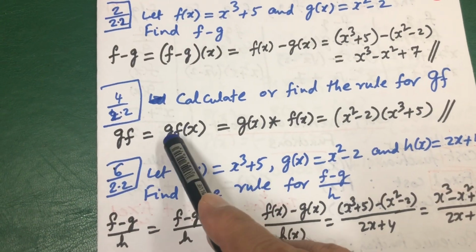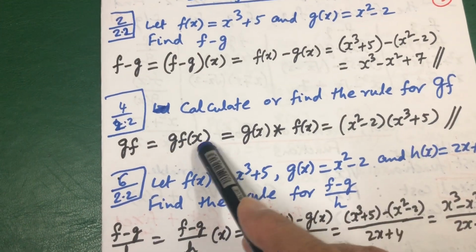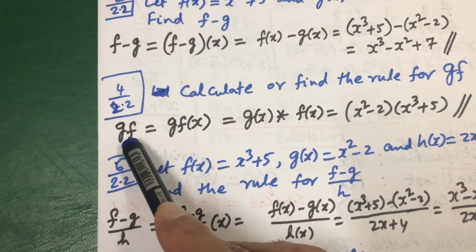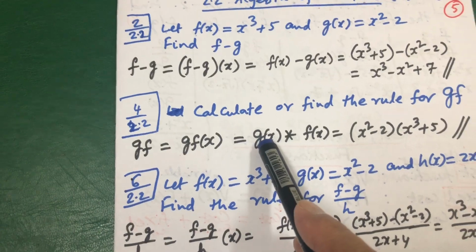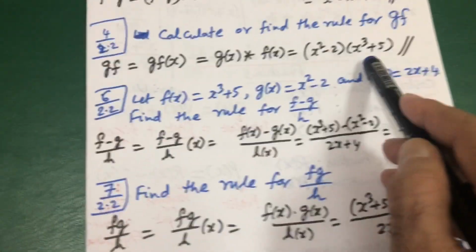Calculate gf. gf means g multiply f. So you should ask (gf)(x). You should ask like this, not like this. But you will ask like that. So gf at x means g multiply f, g(x) multiply f(x). So simply write like this.